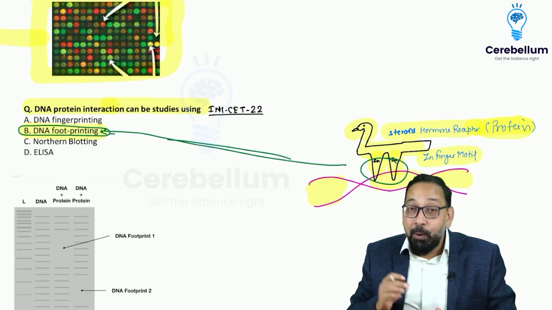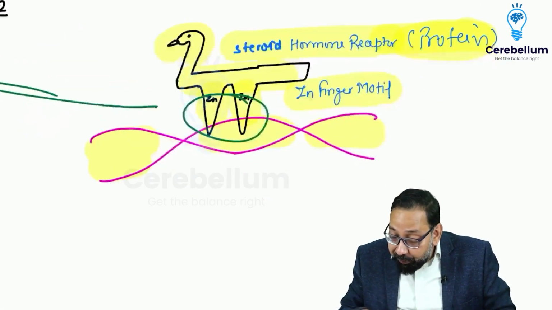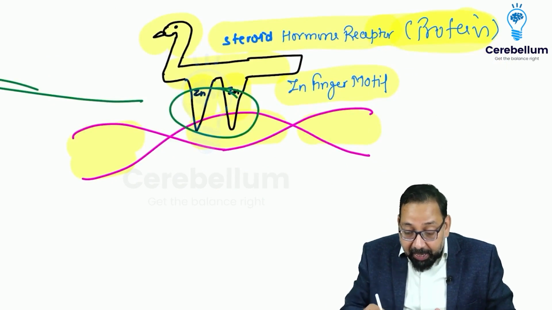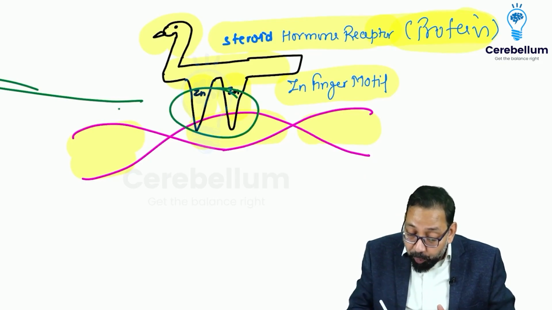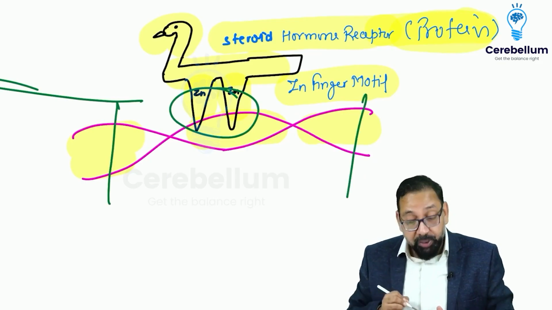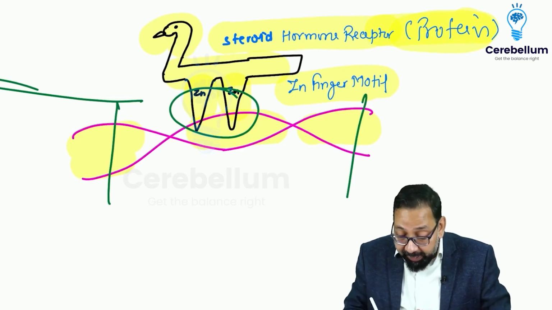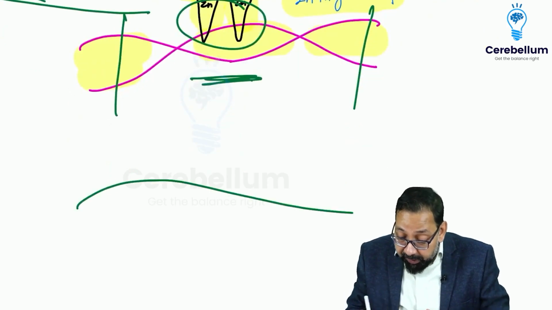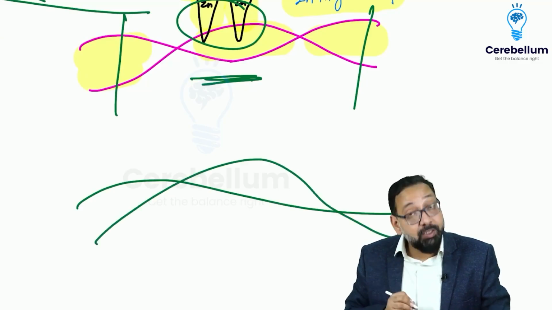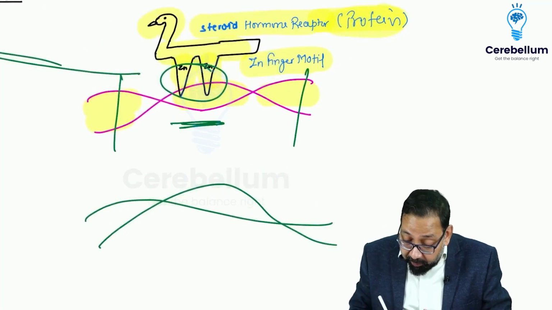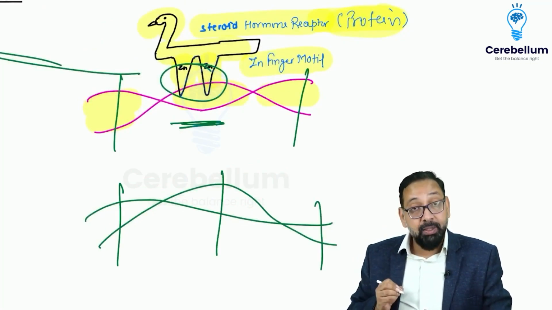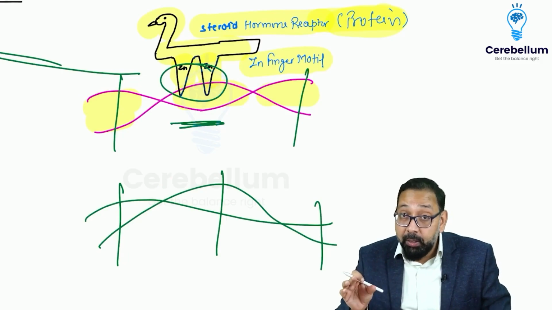Okay, now the concept. If this DNA is attached with protein, then nuclease will not be able to cut at this site. Nuclease will cut at this site, but not at this. If this is DNA with no protein attached, then nuclease can cut from this. Fragments would be different.